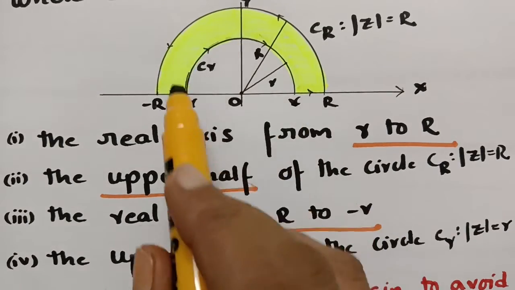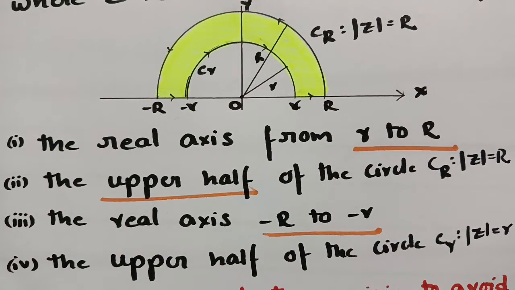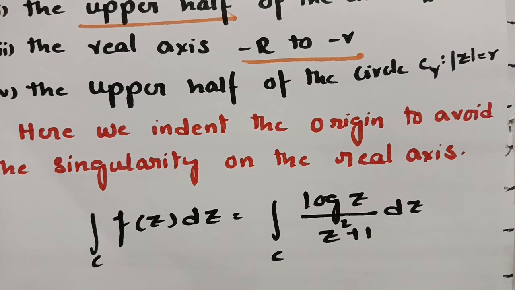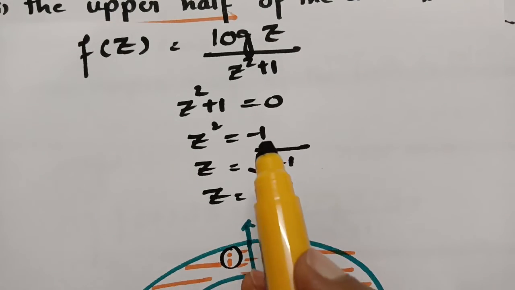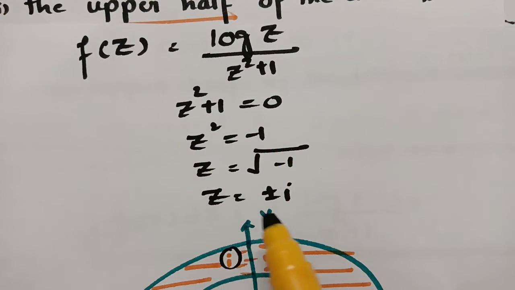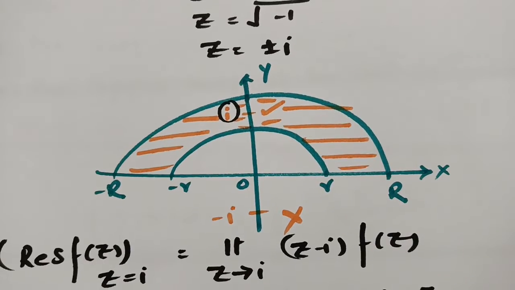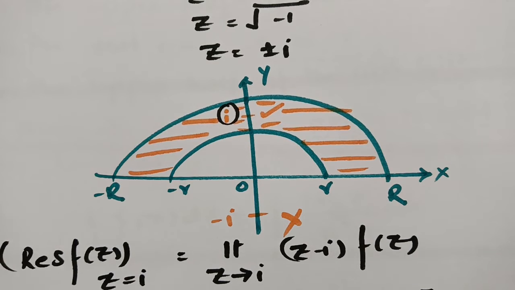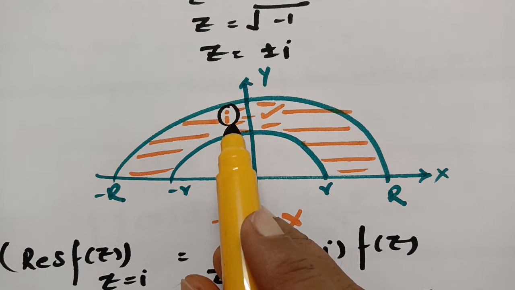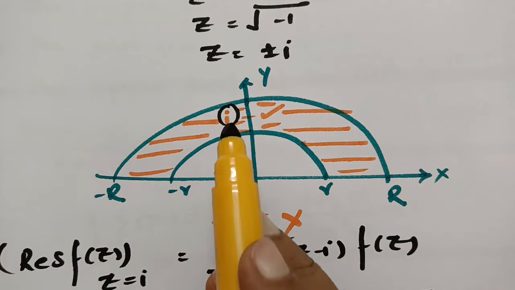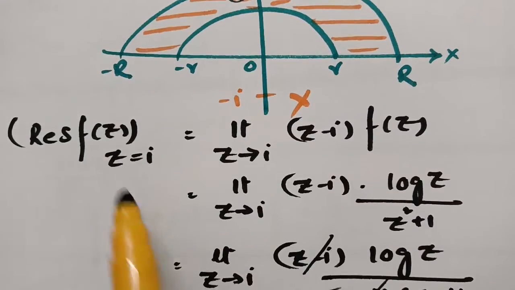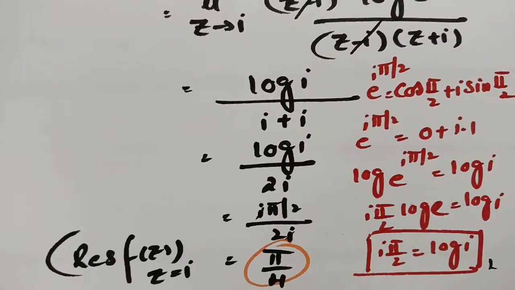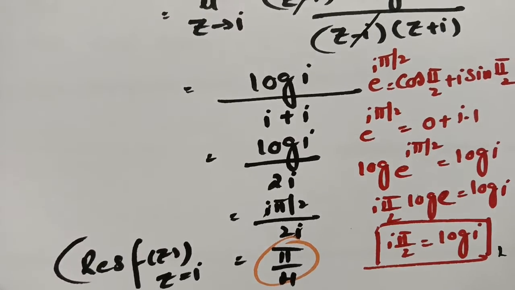So we have to consider this closed contour, and we have to find the poles. For finding the poles, what is our f of z? So f of z is log z by (z square plus 1). For finding the poles, we have to equate the denominator to 0. So we got the pole values as plus or minus i. So we have to check whether these are inside, outside, or on the contour. Here clearly i is within the closed contour, and only for the interior pole we have to find the residue. For the interior pole, the residue value we got is pi by 4.